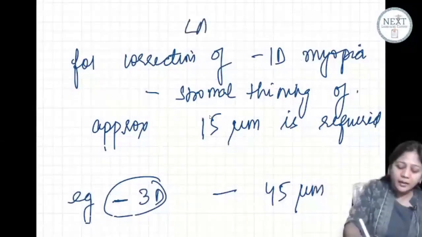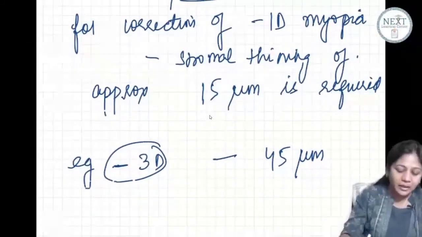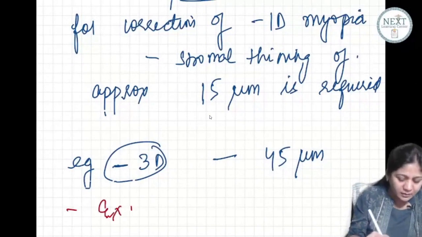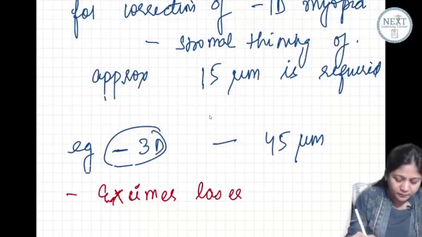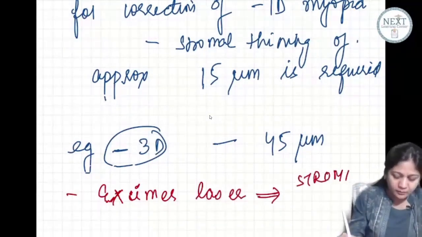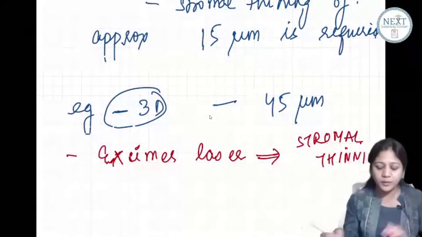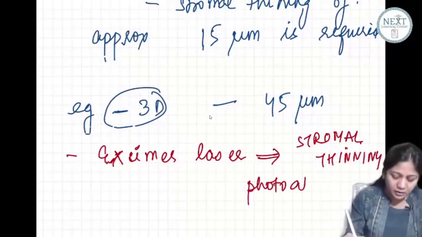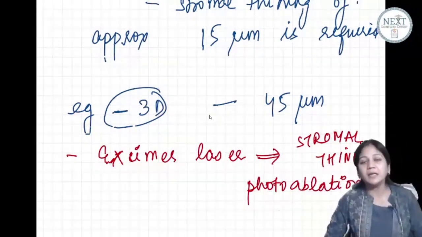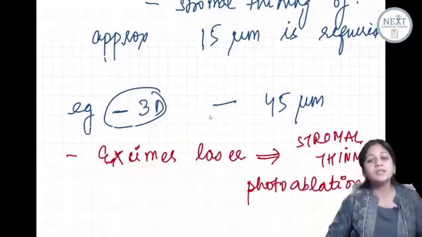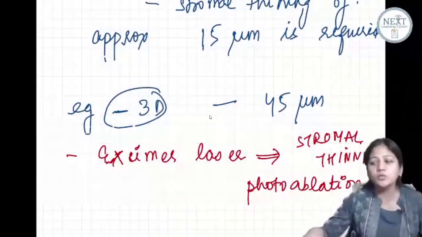Now how do we do that? We use a laser and the name of the laser is excimer laser. What is the name of the laser? By use of excimer laser, we do the thinning of the stroma. This is the main idea. And we call this process photoablation. So this is the second type of laser we are using. First we used in cataract, ND YAG. Next one is photoablation, where we are thinning the corneal stroma with the excimer laser.